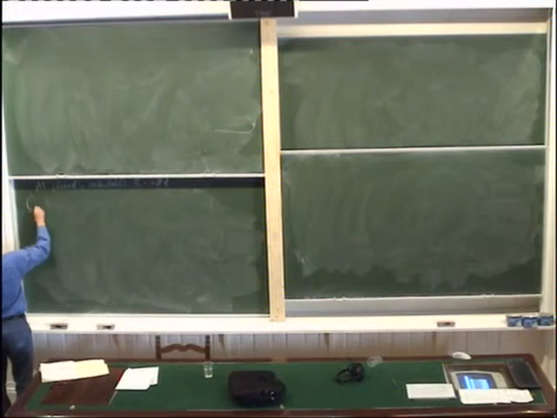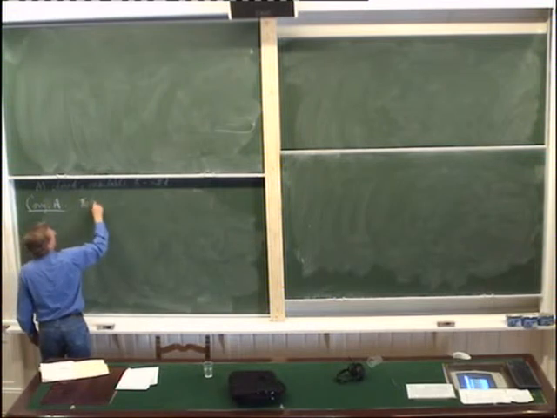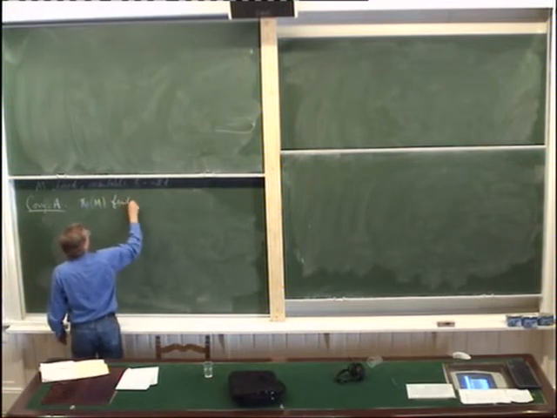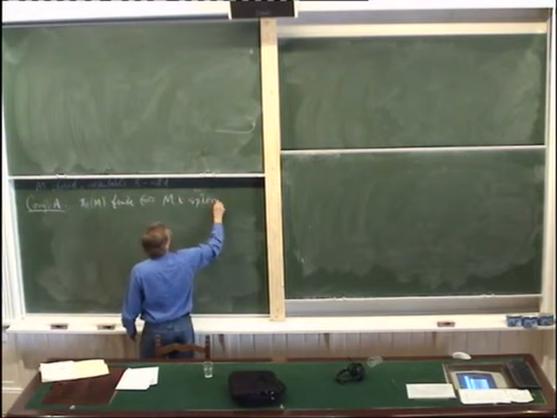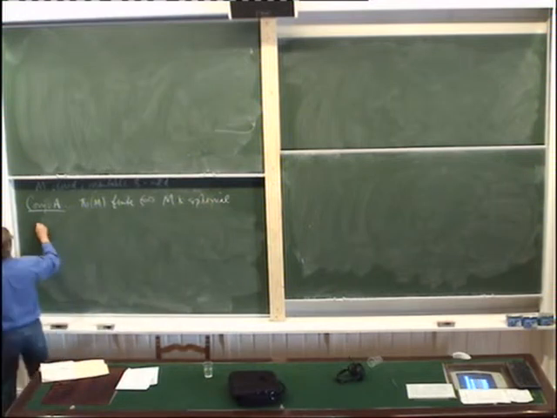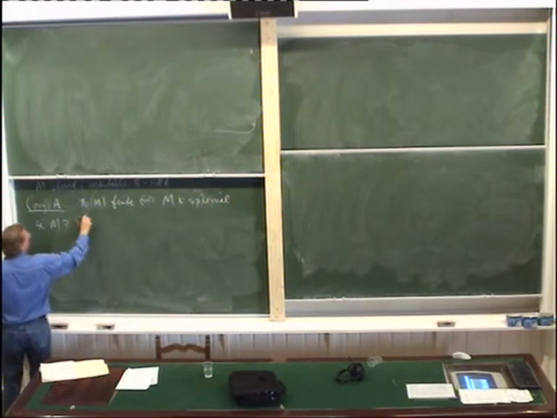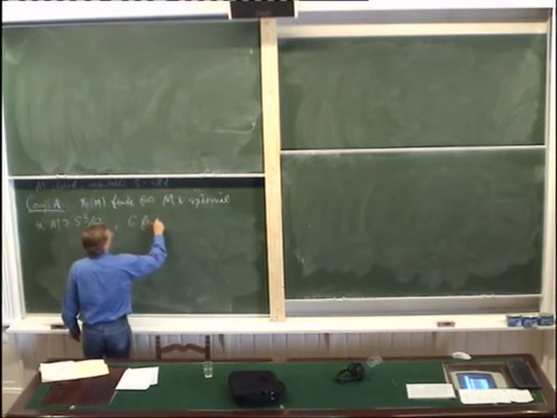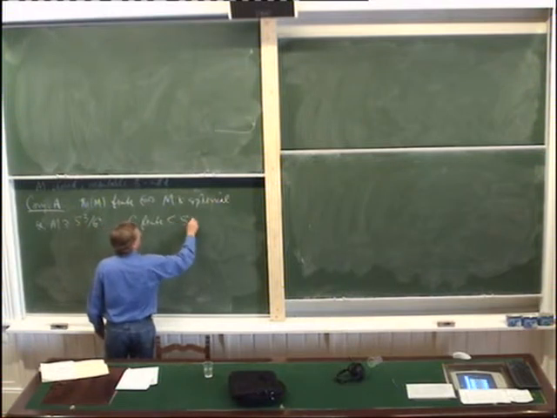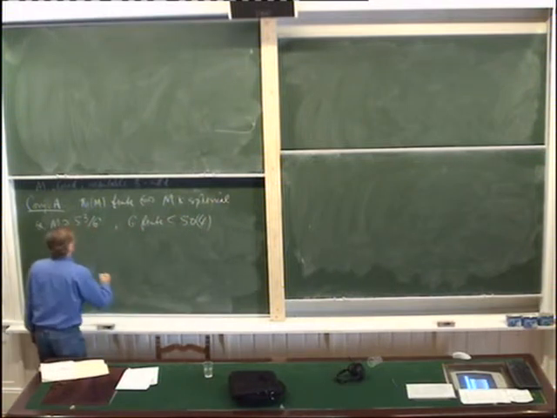case when the pi 1 of M was finite, and so remember the basic conjecture here. I'll call this conjecture A. Pi 1 of M is finite if and only if M is spherical. That was the, i.e. it's S3 modulo some finite group G, a finite subgroup of SO4 acting freely on S3.